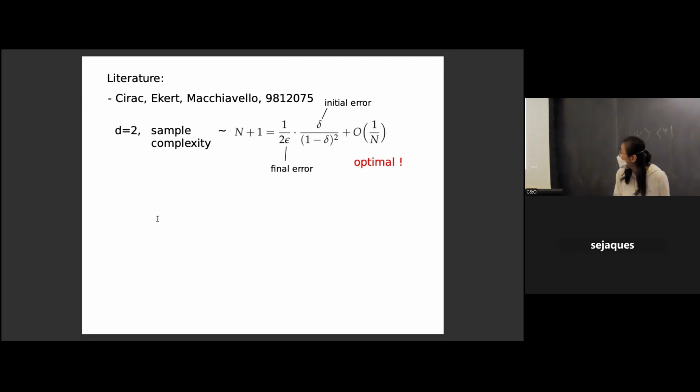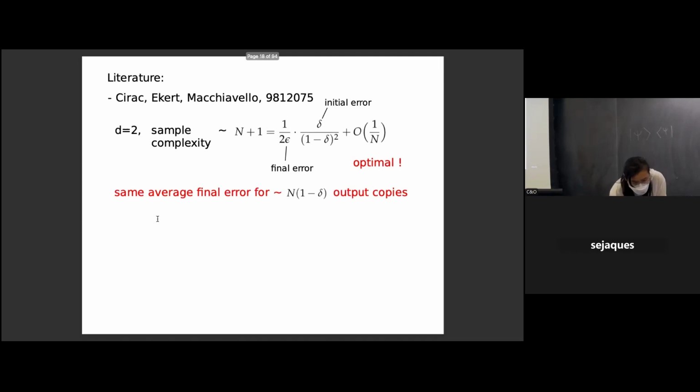For a long time when we were working on this, we assumed that the initial error is a fixed number. We thought it's not a very important parameter, so we just assumed that it is a fixed parameter. But later on, we will consider the case that delta will approach 1, which means that we have increasingly small amounts of signal. So they proved that this is optimal, and they have a protocol to do the purification.